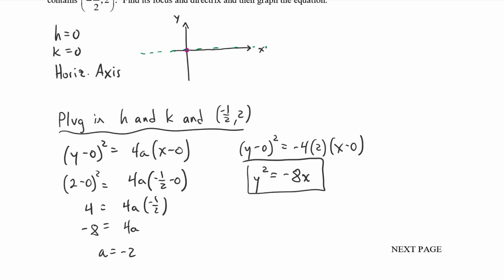So it's going to open left. We said it could open left or right. We weren't sure. But using this point, it has to open left, right? Because negative 1/2, 2 is up here somewhere. So it's got to open left.